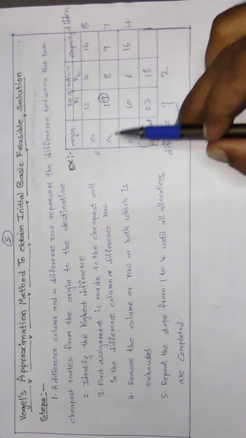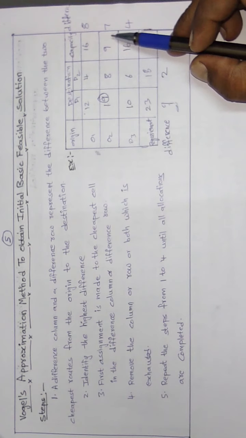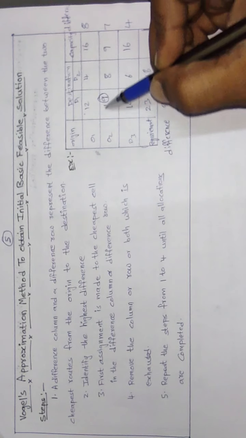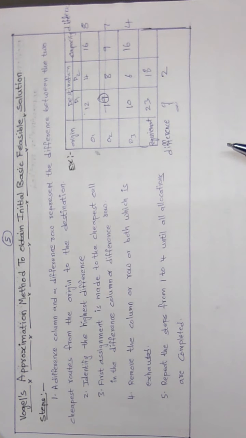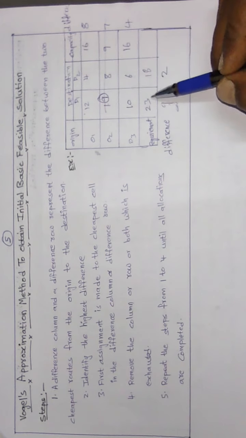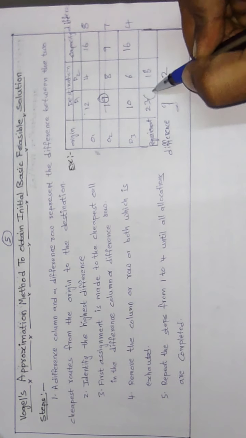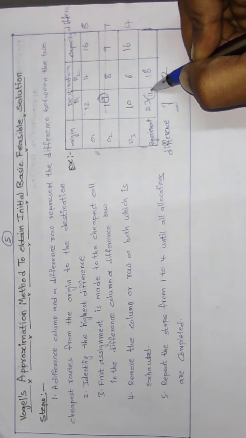So now the row O2 is completely satisfied. That means we have to eliminate this row and subtract this 9 from this requirement, and the remaining we have to take.